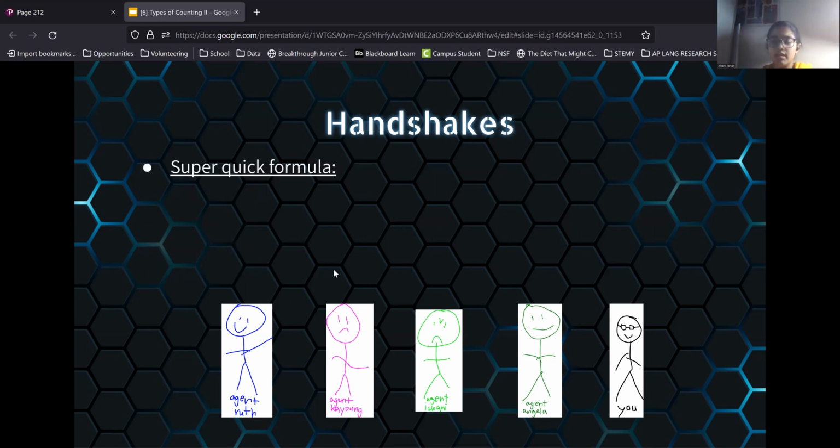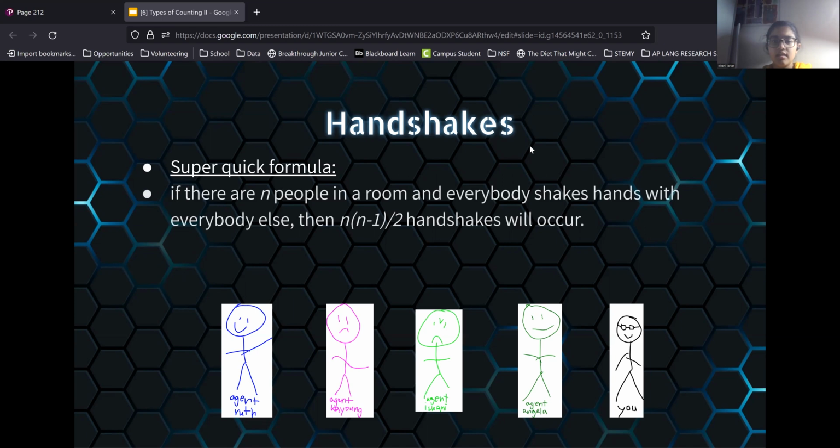A formula for this is: if there are n people in a room and everybody shakes hands with everybody else, then n times n minus 1 divided by 2 handshakes will occur. You might also know that this formula is also the formula for the sum of the first n numbers.